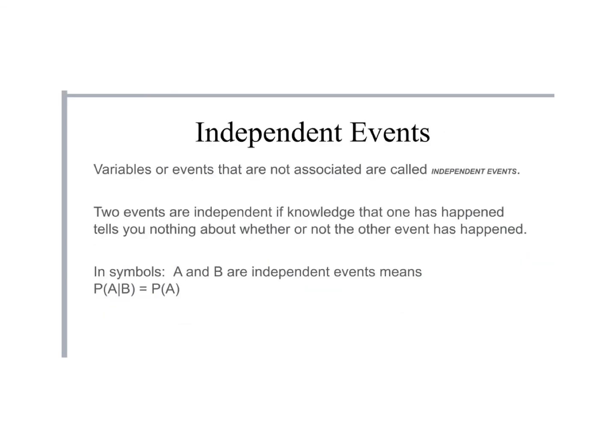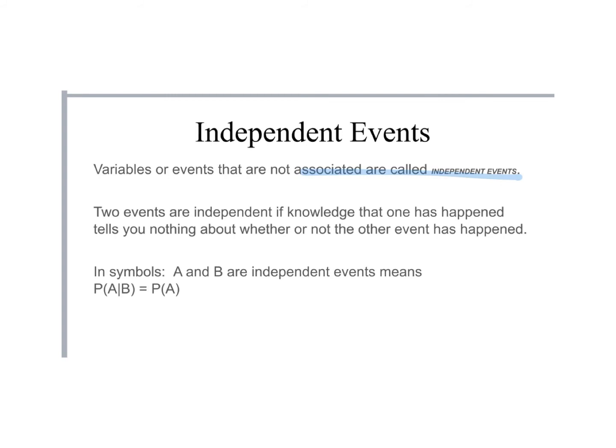Okay, so now let's talk about independent events. Those are variables or events that are not associated. So no association, they're called independent events. Two events are independent if knowledge that one has happened tells you nothing about whether or not the other has happened.